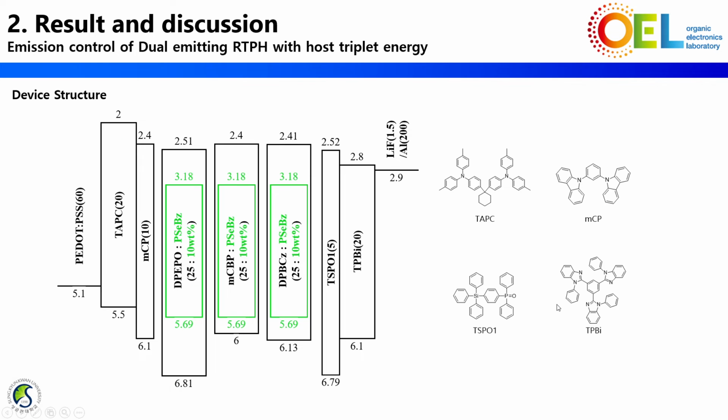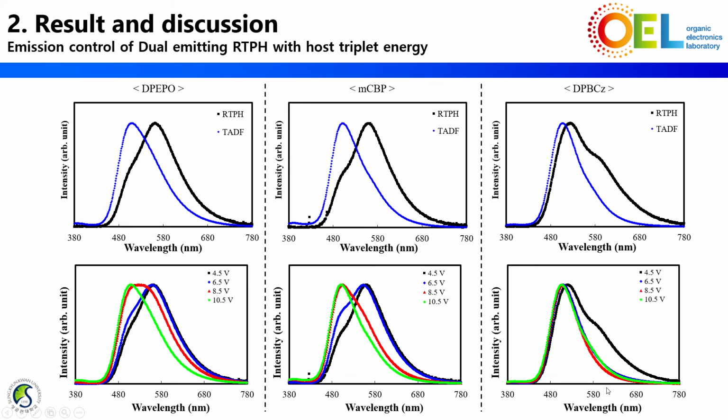With these photophysical data, device EL spectral analysis was carried out with this device structure and three kinds of hosts. The EL spectra of DPPO and MCBP host devices showed yellow RTPH dominant emission and switched to green TADF dominant emission as the driving voltage is increased. Whereas DPBCZ devices showed a relatively low ratio of yellow RTPH, which was completely quenched as the driving voltage is slightly increased.